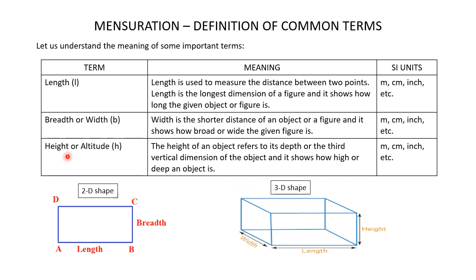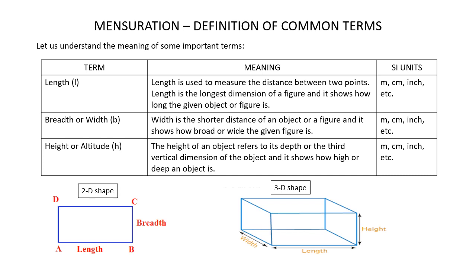Height or altitude. The height of an object refers to its depth or the third vertical dimension of the object and it shows how high or deep an object is. The SI units of height or altitude is meter, centimeter, inch, etc.